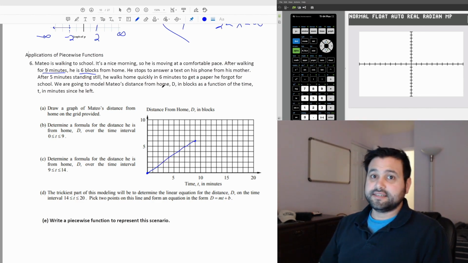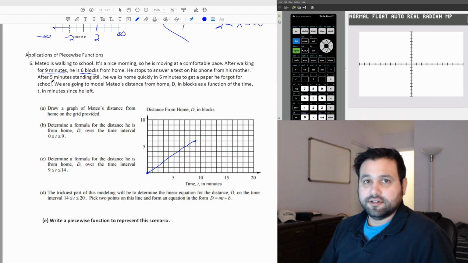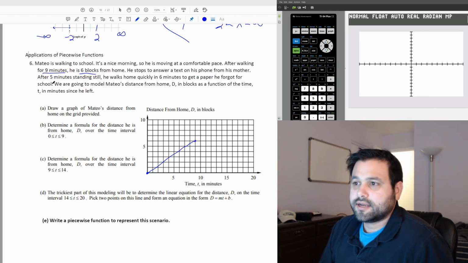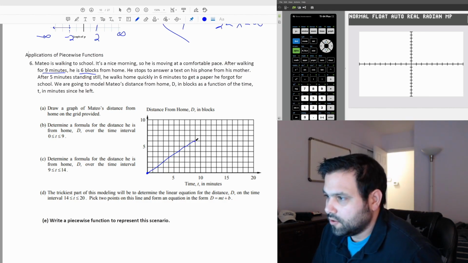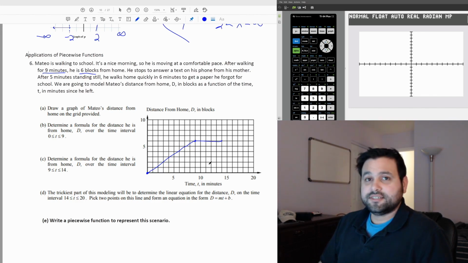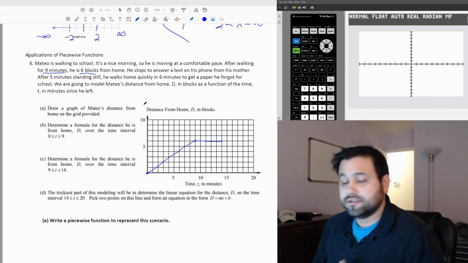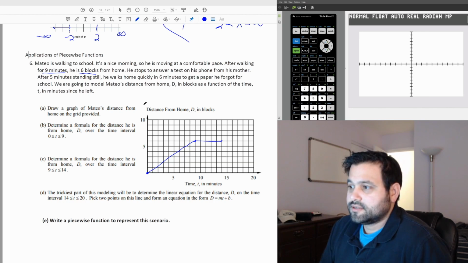But then, of course, he gets the text message from his mom, which sends him into shock because he stands still for 5 whole minutes contemplating what to do. So from here, we're going to go 1, 2, 3, 4, 5 full minutes of standing still, doing nothing, just staring off into the sky, thinking about the text message, I guess. Apparently he was told he forgot something, and it took him 5 minutes to decide to go home and get it.